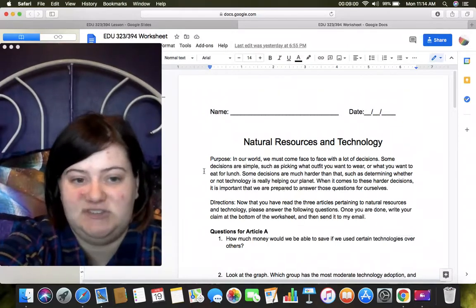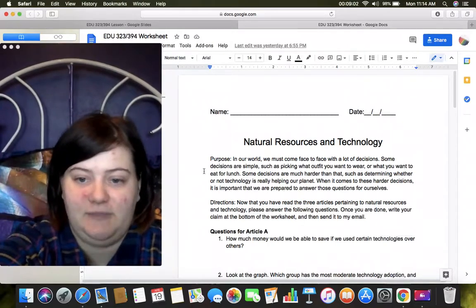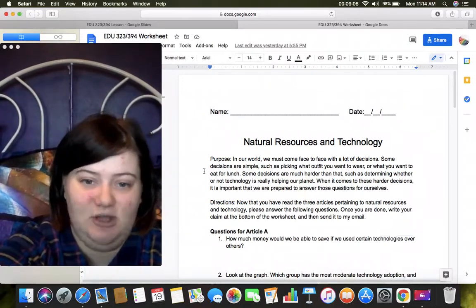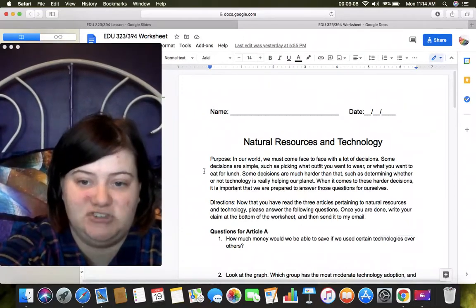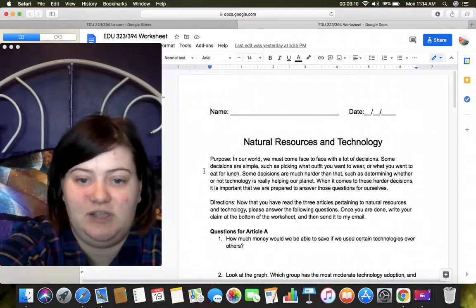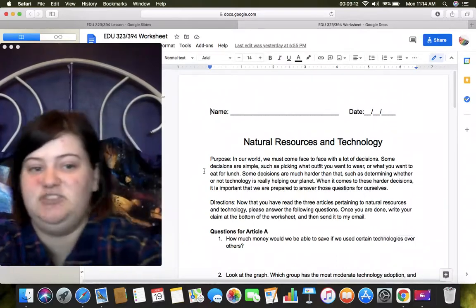So here are the directions for this assignment. Now that you have read the 3 articles pertaining to natural resources and technology, please answer the following questions. And then once you're done, write your claim at the bottom of the worksheet and then send it to my email.